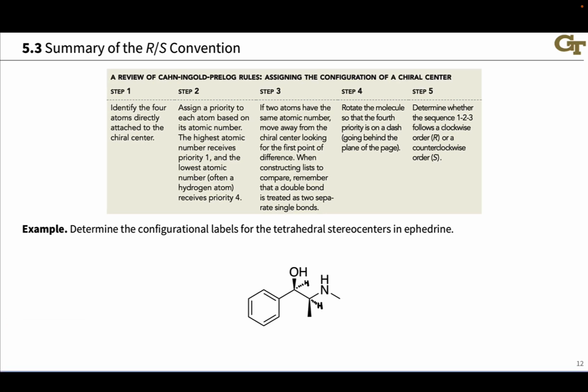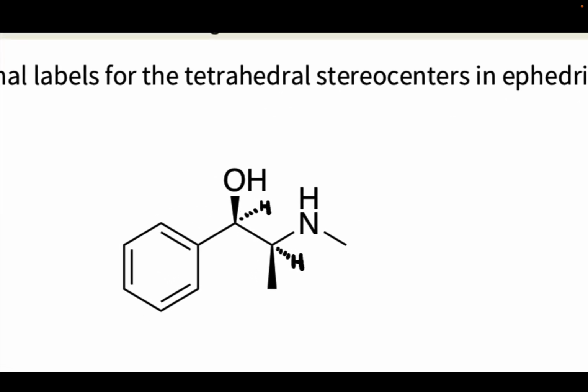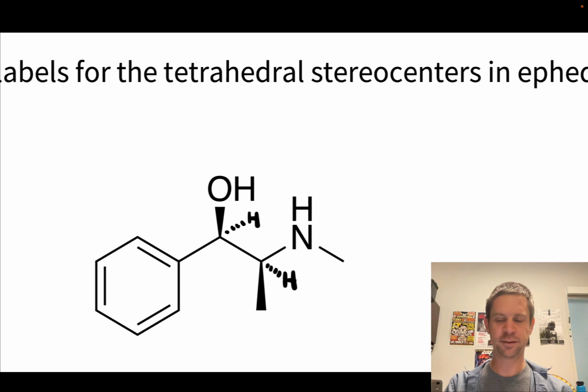Let's practice with the RS convention by assigning configurational labels to the tetrahedral stereocenters in ephedrine, whose molecular structure is right here. This compound has 2 tetrahedral stereocenters, one here and one here, and each of these is associated with an RS label. So let's start with this stereocenter on the left. And let's start by prioritizing the groups.